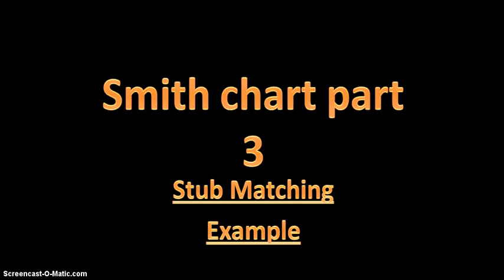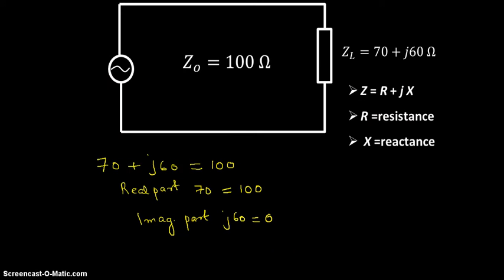Now we are going to discuss an example problem of impedance matching using stubs. This is a transmission line circuit where you have a source connected to a load of 70 plus j60 ohm through a transmission line of characteristic impedance Z0 equal to 100 ohm. If you look at this circuit, you can find that your load and your line are not matched, because the load is 70 plus j60 ohm and your characteristic impedance is 100 ohm.